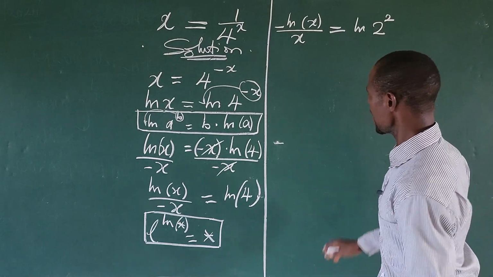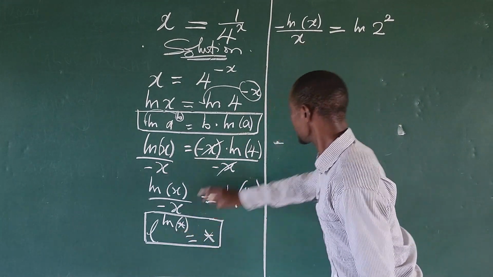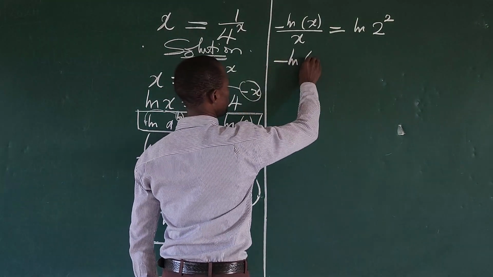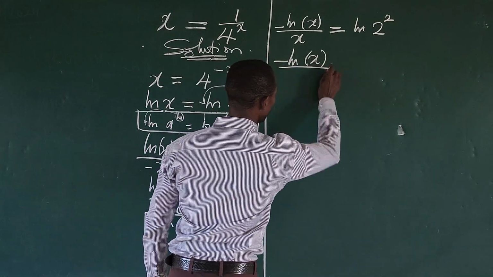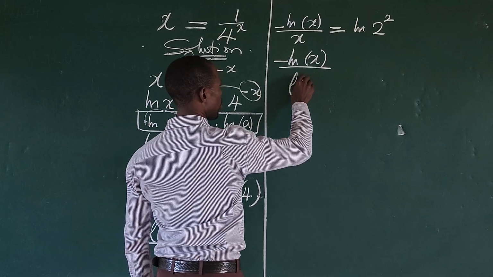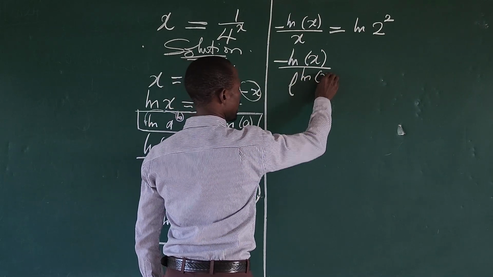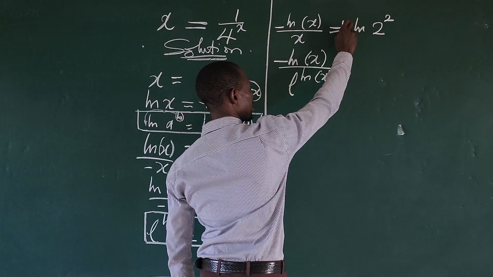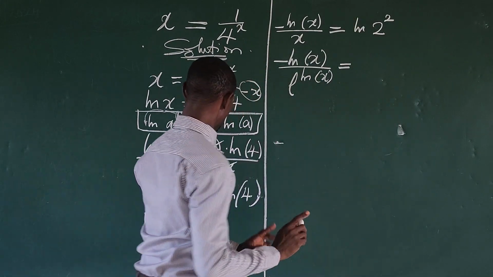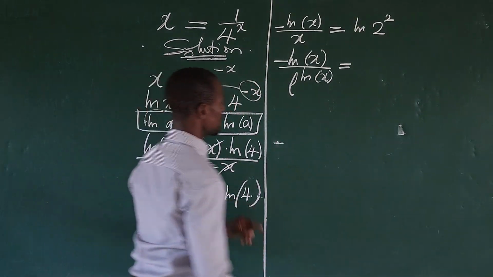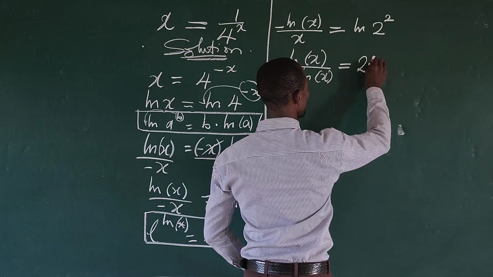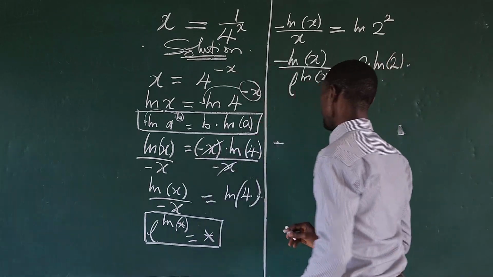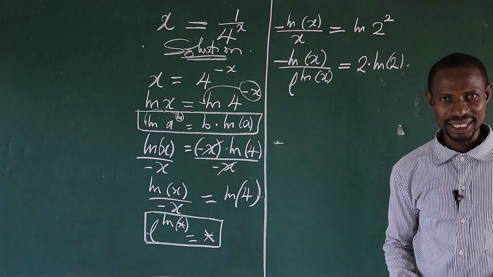Okay, so from here now, we're going to bring this into this. So this is going to give us minus ln of x, bracket, all over e, all to the power of ln of x. This is equal to, we bring this back according to the law of logarithm, so we're going to have here 2 times ln of 2, close bracket.